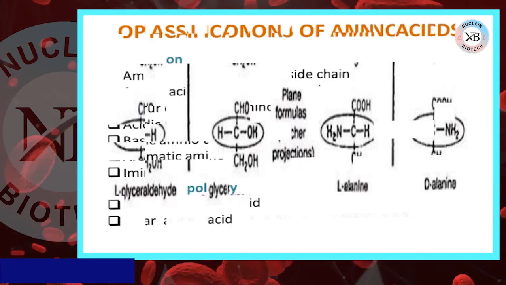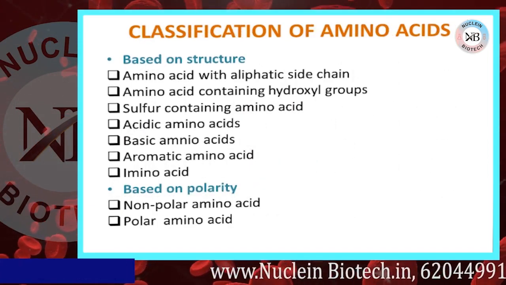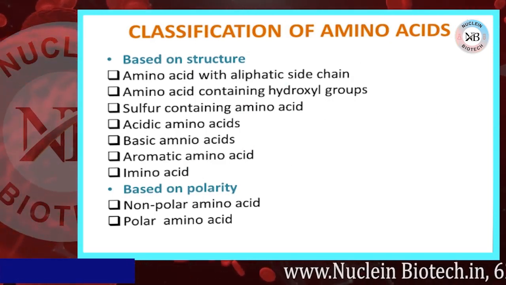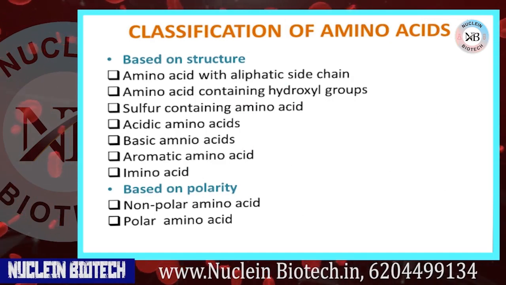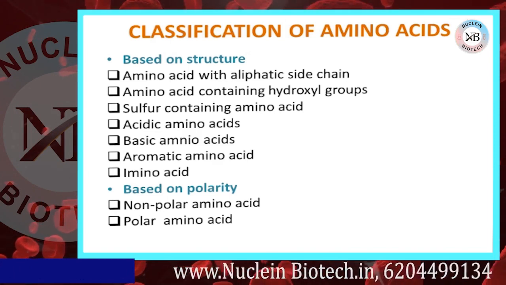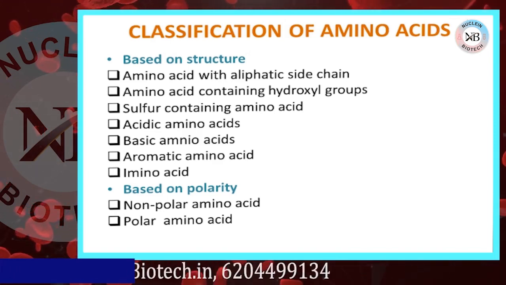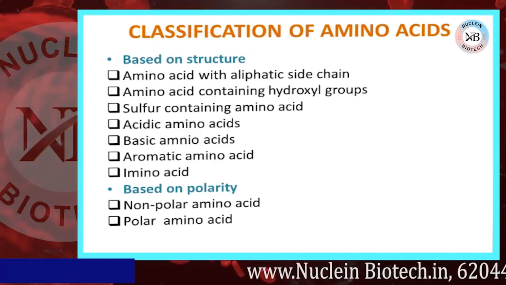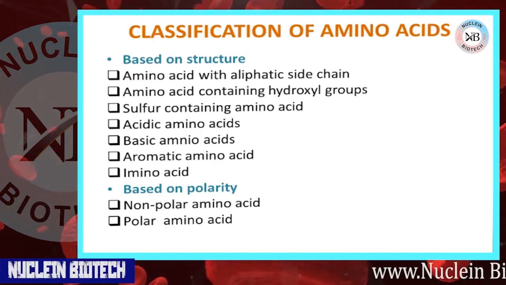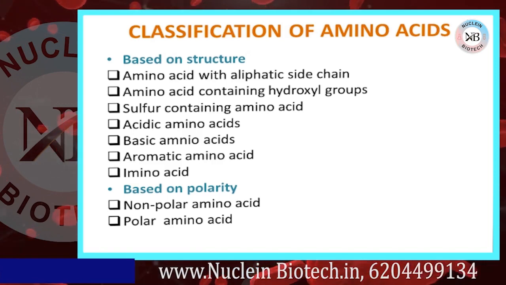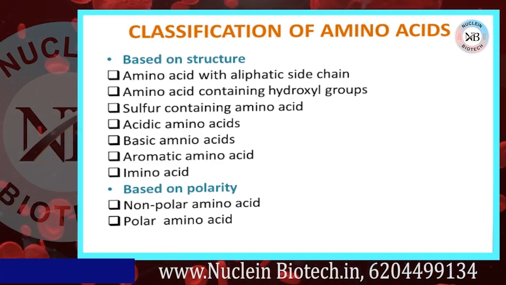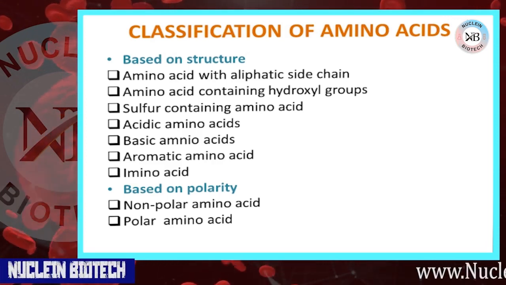Now next is the classification of amino acid. So these are based on structure, polarity, nutrition requirement and metabolic fate. Now let's discuss them one by one. First is based on structure, amino acid with aliphatic side chain. So some of the examples are glycine, alanine, valine, leucine and isoleucine.